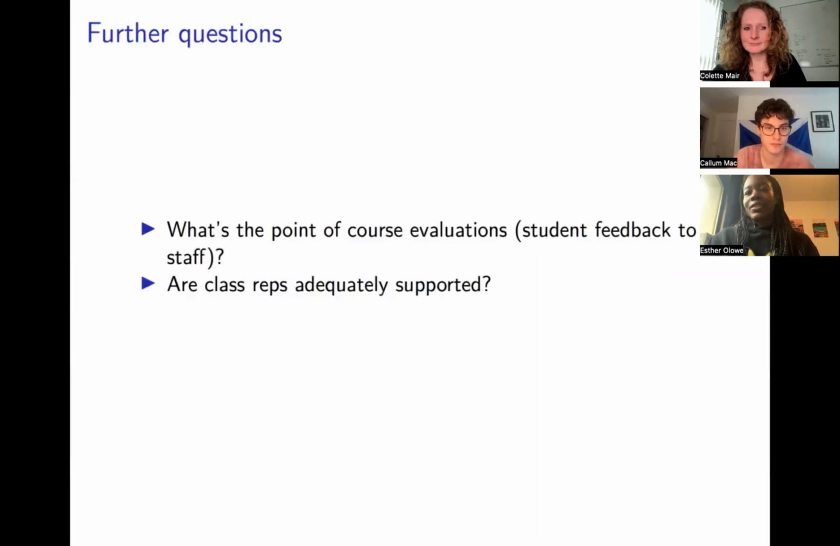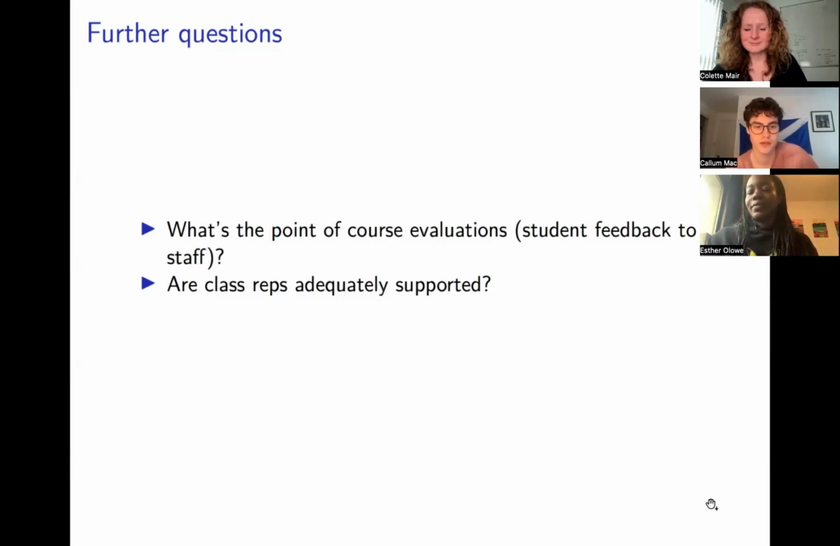Right. So some further questions that we could put out there for everyone to think about are: what is the point of course evaluations for student feedback to staff? And are the class reps adequately supported to engage with both staff and students, to help build a better relationship between them and help student evaluations be more accurately used by both students and staff?